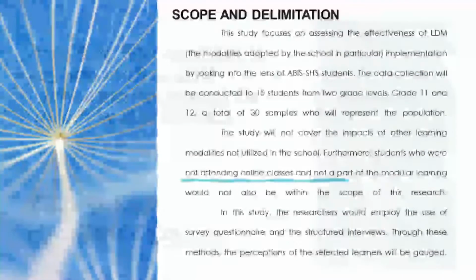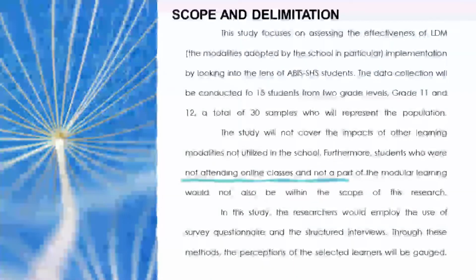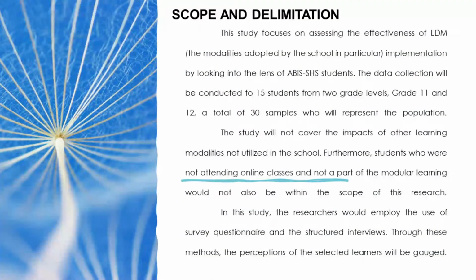As shown in the example, you could understand that the scope of the research focused on identifying how effective the chosen LDM of ABIs are, according to the perceptions of the senior high school students. It is also obvious that the study is a qualitative one, as to the number of selected respondents. The delimitation is also mentioned, and that is, the study would not talk about the impacts of other modalities which are not employed in the school. And that is a simple example of research scope and delimitations.